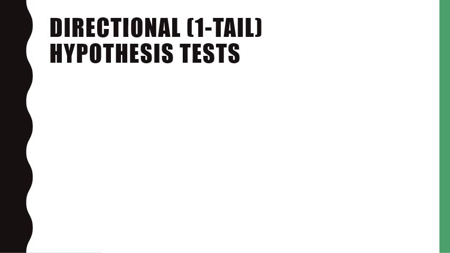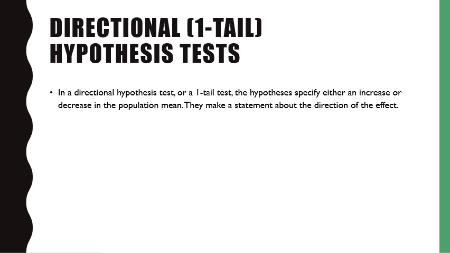Chapter 8, Unit 4. Let's talk about directional or a one-tail hypothesis test. In a directional hypothesis test, or more commonly called a one-tail test, the hypotheses specify either an increase or a decrease in the population mean. So they make a statement about the direction or the effect.